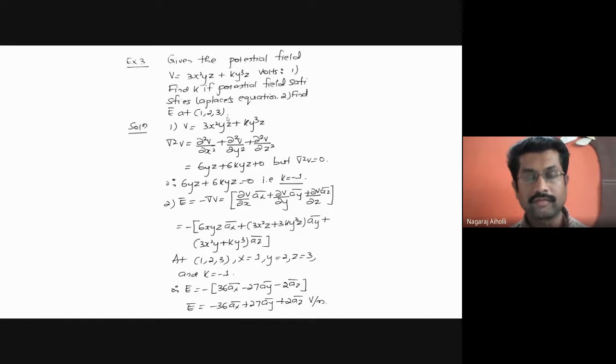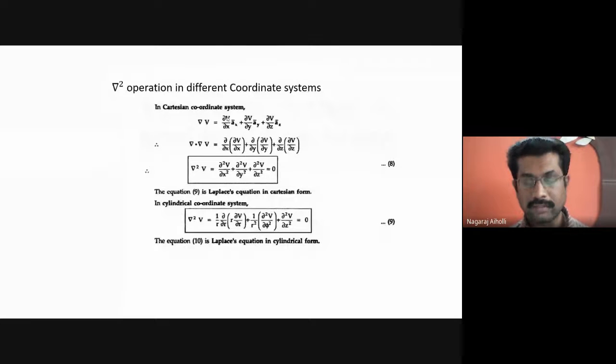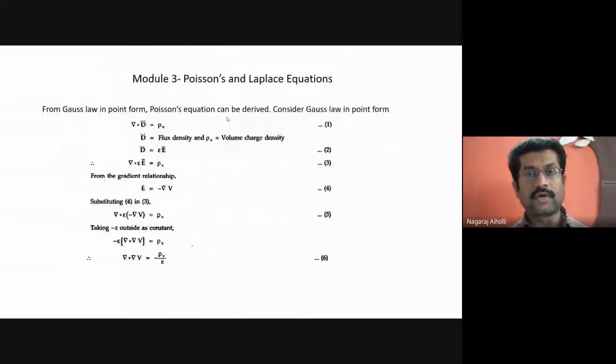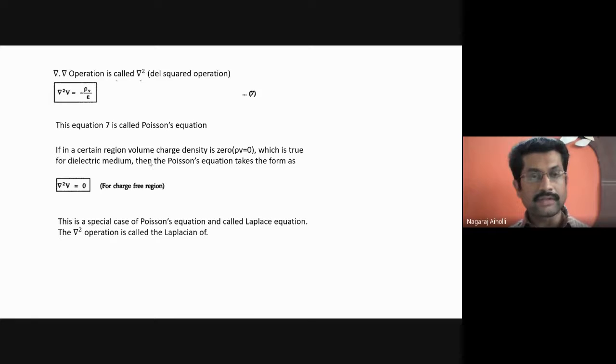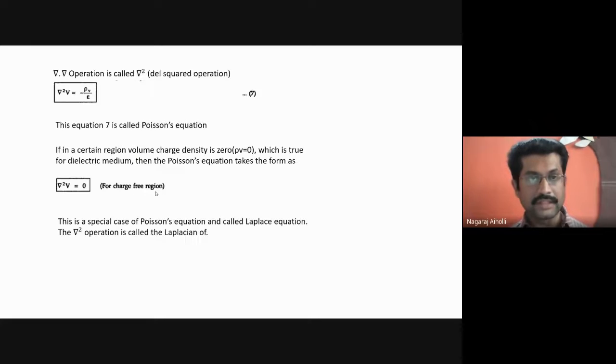Homework. Okay, fine. In today's class, we have discussed one of the important derivations of Poisson's and Laplace equations, starting from the Gauss law in point form, and we have arrived at the equation del square V is equal to minus rho V by epsilon, which is the Poisson's equation, and del square V is equal to 0 for the Laplace equation.